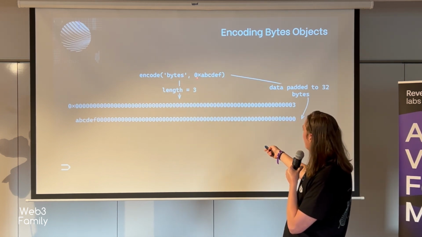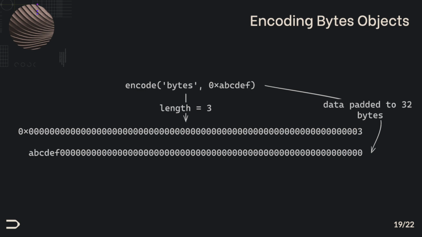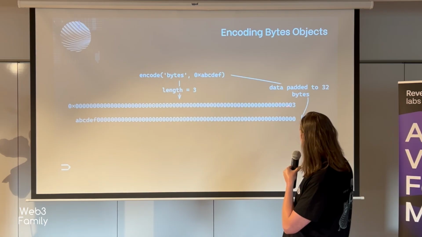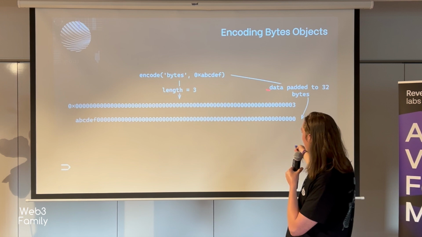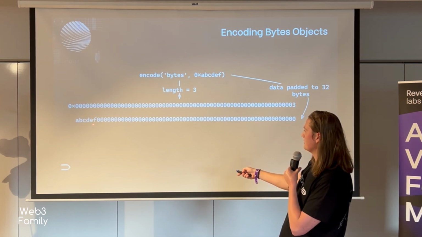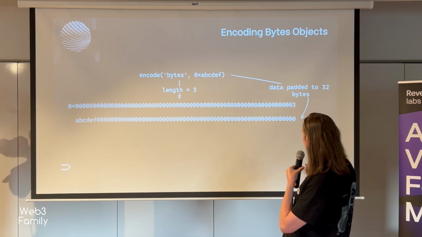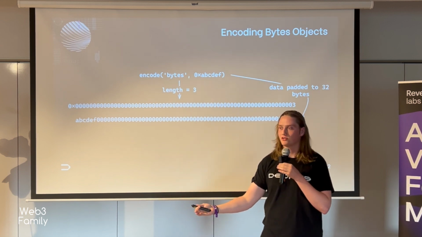So if we encode 0xABCDEF as bytes, the first thing we do is take the length. So 6 hex characters is 3 bytes. And so we take 3, we make it 32 bytes, so we pad it, and we prepend it to our data, ABCDEF, padded to 32 bytes. And as you can see, we have a very efficient encoding scheme.